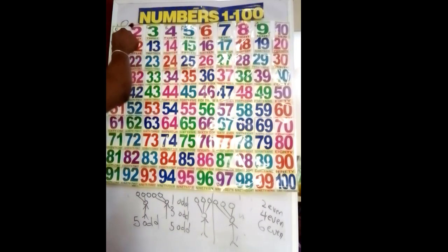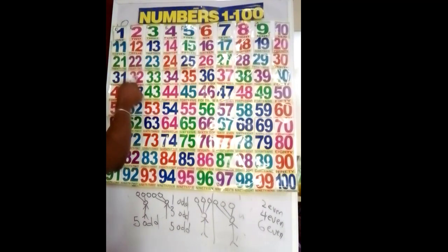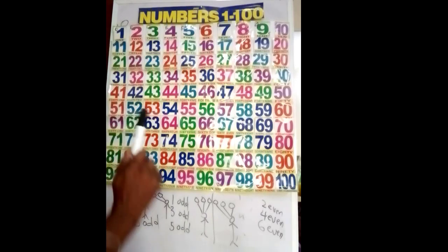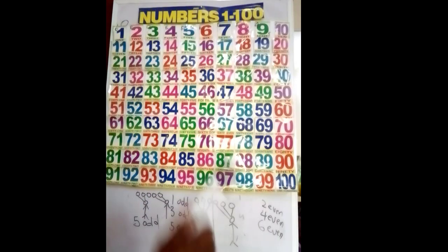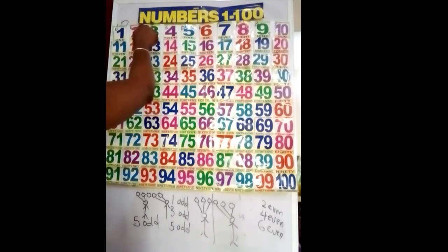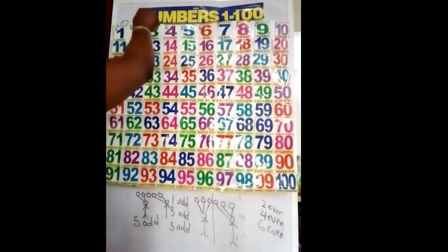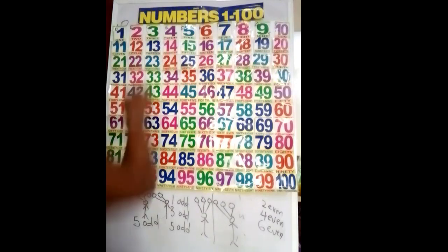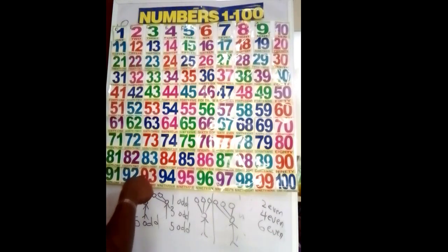Now we found that 2 is an even number. That means all the numbers in this column of 2, they are even numbers. 2 is even, 12 is even, 22 is even, 32 is even, 42 is even. So every number that ends in 2 is an even number. Now we go to the next one, 3. We found out that 3 is an odd number. And that follows for every number in this column. Every number that ends in 3 is an odd number.